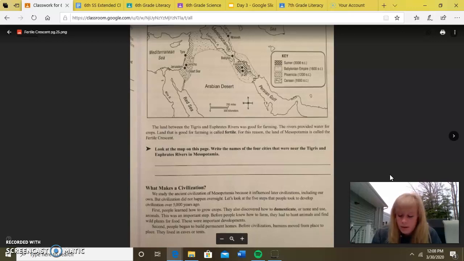What makes a civilization? We study ancient civilization of Mesopotamia because it influenced later civilizations, including our own. But civilization did not happen overnight. Let's look at 5 steps that people took to develop civilization over 5,000 years ago. Number 1, people learned how to grow crops. They also discovered how to domesticate or tame and use animals. This was an important step. Before people knew how to farm, they had to hunt animals and find wild plants for food. These were important developments. 2, people began building permanent homes. Before civilization, humans moved from place to place, and they lived in caves or tents.